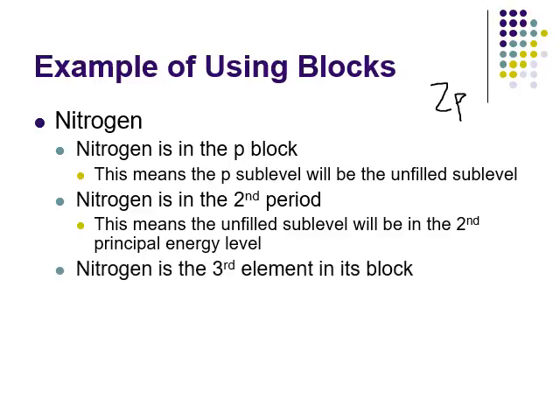Next, nitrogen is the third element in its block. So we start counting from the left. Boron's the first, then carbon, then nitrogen. Because it's the third element in, that means there are 3 electrons in the 2p sublevel.